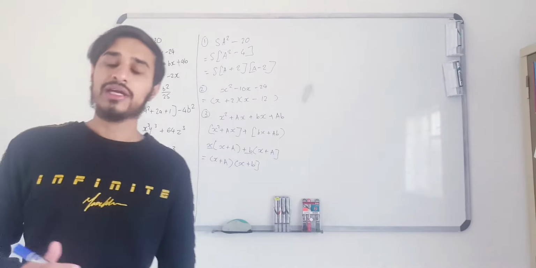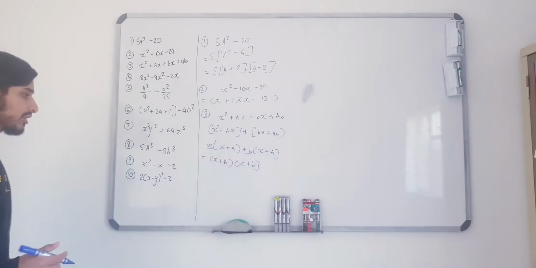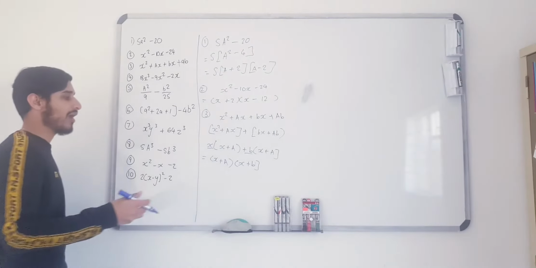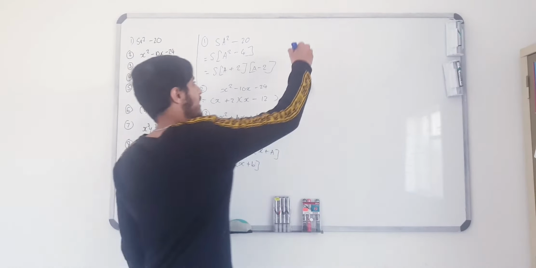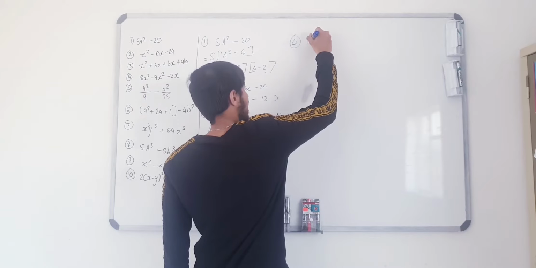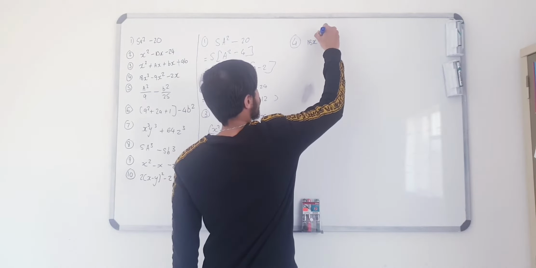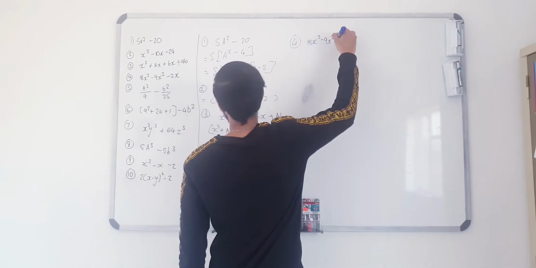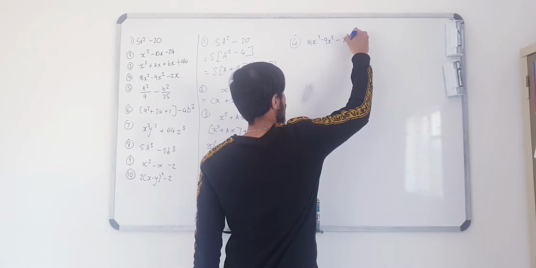So you look at it, and then you ask yourself the question, can you do anything further here? No, I cannot do anything further. Now we go on to question number 4 with regards to this here. So it becomes 18x cubed minus 9x squared minus 2x.